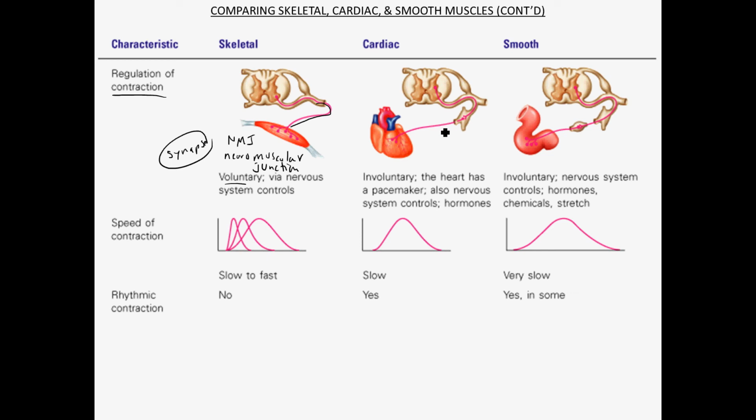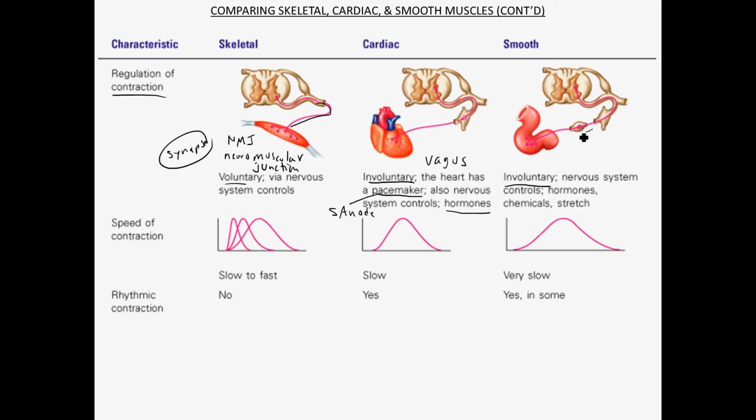In the cardiac muscle, again, we have involuntary control, and this is controlled by the vagus nerve as well as other nerves involuntarily. The heart also has an internal pacemaker, that SA node that we discussed in another screencast. So also nervous system controls as well as hormones. So the heart is under involuntary and hormonal responses, as well as a self-contained pacemaker depolarizing set of cells in the SA node.